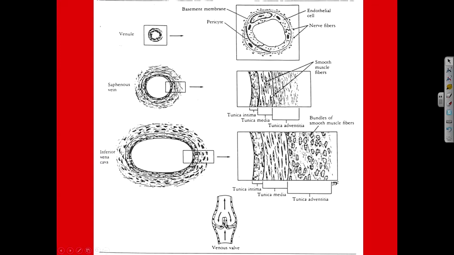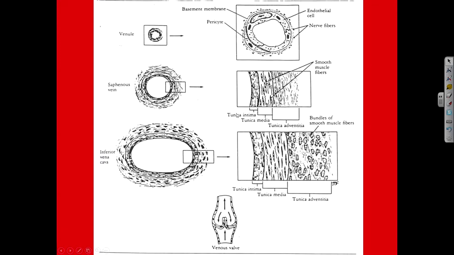What you will see in veins is the tunica adventitia, the connective tissue layer, which is by far the thickest layer of veins. The thickest of the veins then is the vena cava, superior and inferior, going back to the heart. The vena cava we can identify because in the tunica adventitia we see bundles of smooth muscle running perpendicular to the smooth muscle running circumferentially in the media.